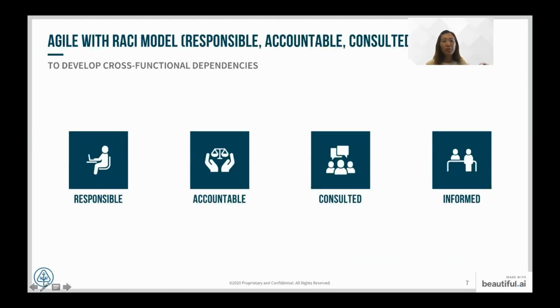To develop well-functioning cross-functional dependencies, it is important to establish clear expectations involving multiple different stakeholders and teams. So some people may be responsible, some people may be accountable, some people may be consulted, and others may be informed. So establishing that criteria and how you involve different participants with a clear expectation is very important in increasing its efficiencies in the projects.